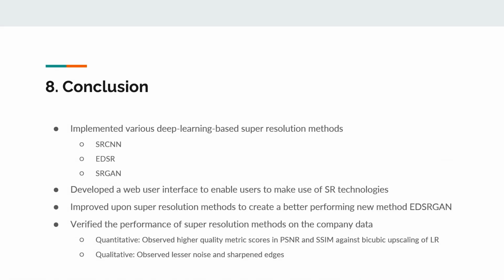Concluding this overview of our project, firstly, we implemented various methods of deep learning super resolution. Secondly, we developed an interface that facilitates using super resolution technologies without interacting with code. Thirdly, we improved upon existing methods to create a new method of super resolution, EDSR-GAN. And lastly, we verified that super resolution does indeed benefit defect detection, as it is capable of producing higher quality images with reduced noise and sharpened edges as compared to the upsampling of low resolution images.